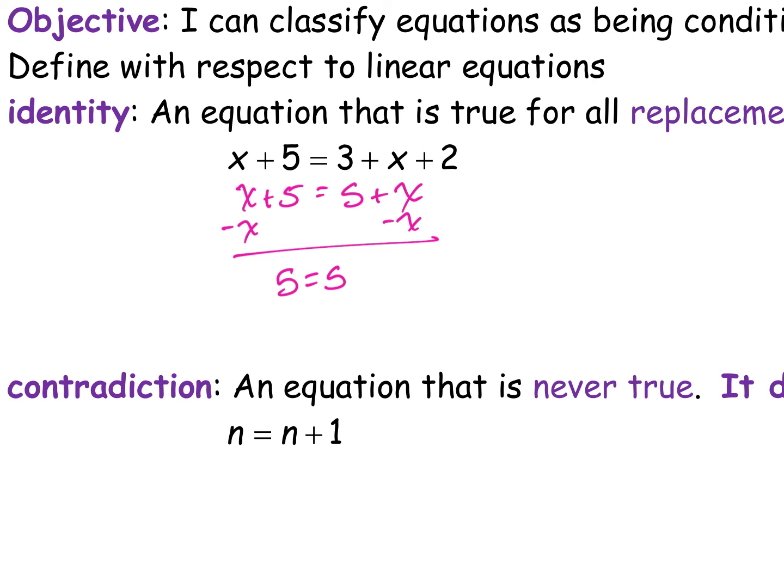X minus x is 0. So the only thing I have left is 5s. Are you okay with that? If I get down there, there's no variables left. I have an identity. Okay?